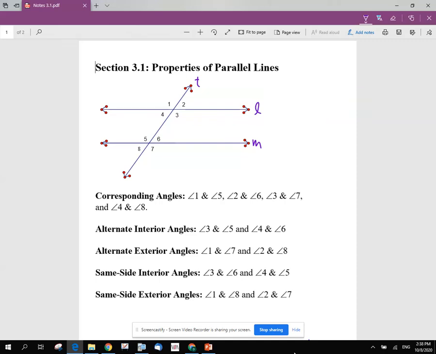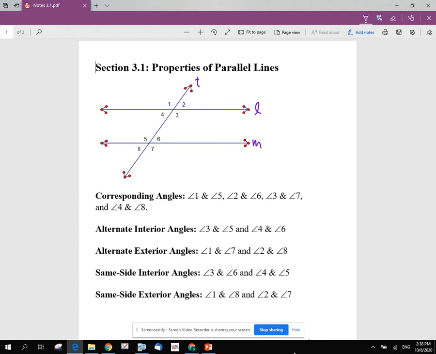Geometry section 3.1, part 1. Just going to begin talking about parallel lines. As you look at the first picture here, now we don't know that these lines are parallel. On the next slide, we will be defining the lines as parallel. They look parallel, but you can't assume that they are unless you're told that they are.